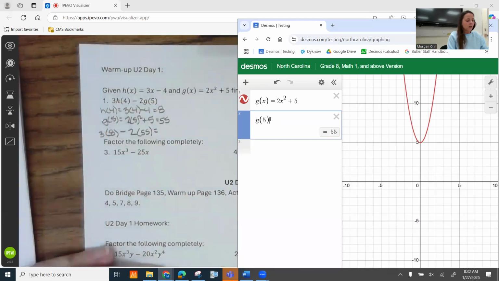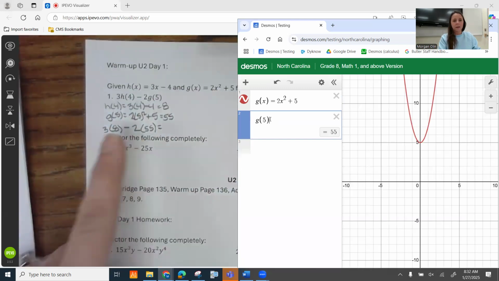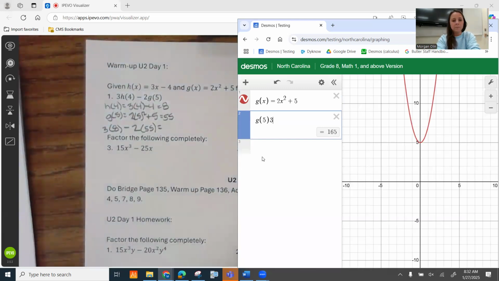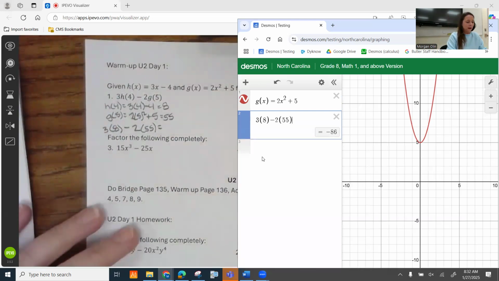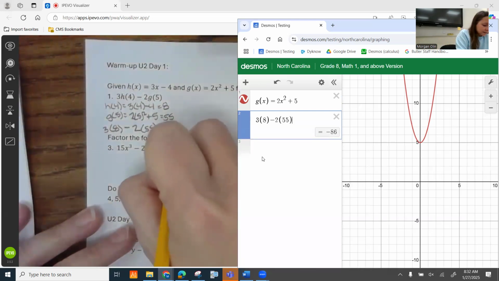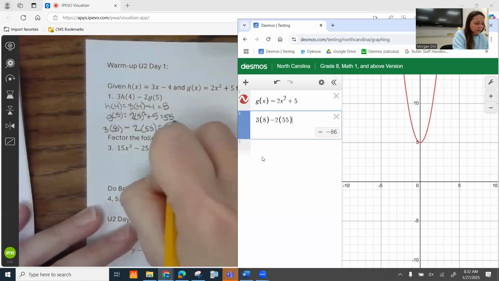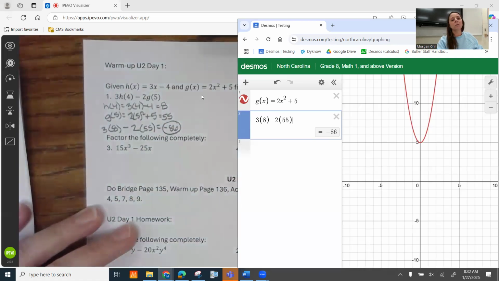All right, so now I've got to actually plug this entire thing in. 3 times 8, minus 2 times 55, like that. And we get negative 86 as our answer. So let's go on and do number 2.